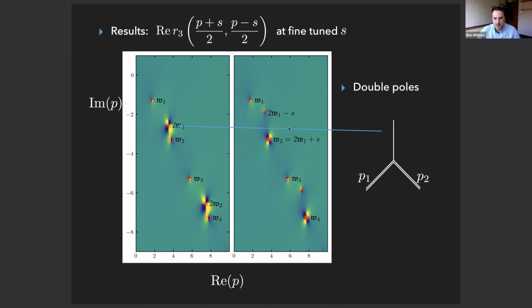Then you can dial S, which we have done in this right panel, so that one of the crosses collides with one of the circles. This is the case where S is the difference of omega-2 and twice omega-1. That's a situation where one of the outgoing legs and one of the incoming legs are in quasi-normal modes. Again, that's a double pole, and you can verify numerically that it behaves as a double pole.